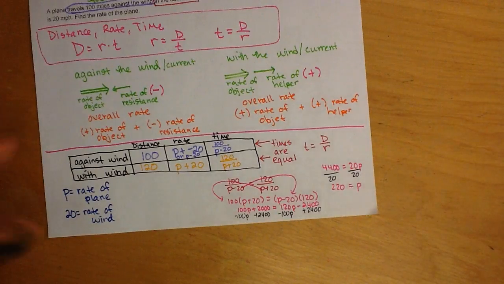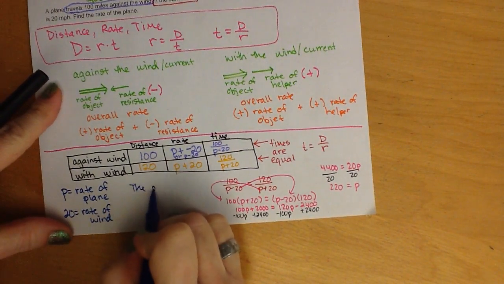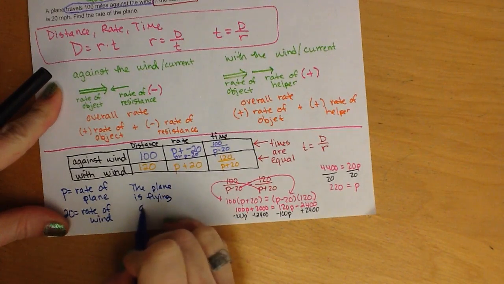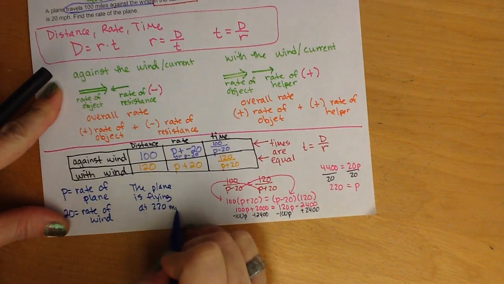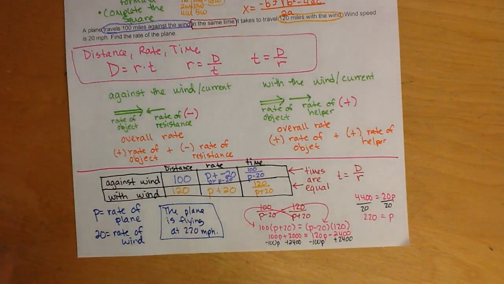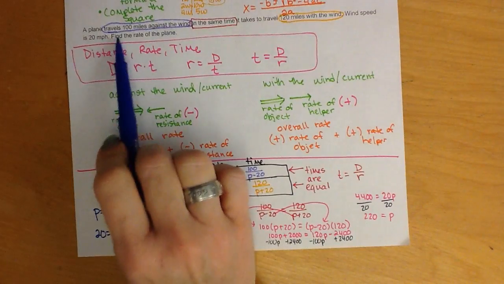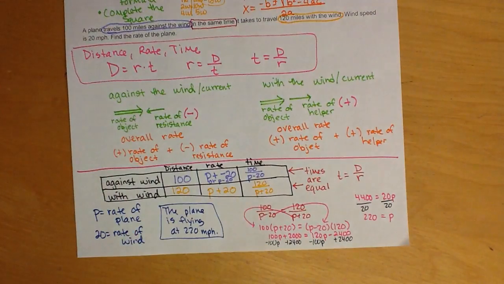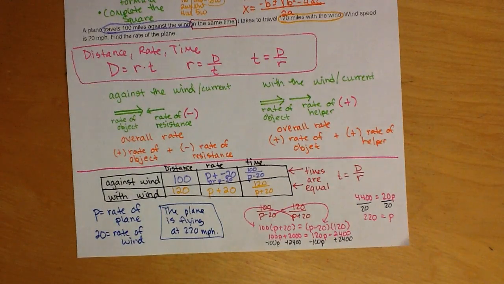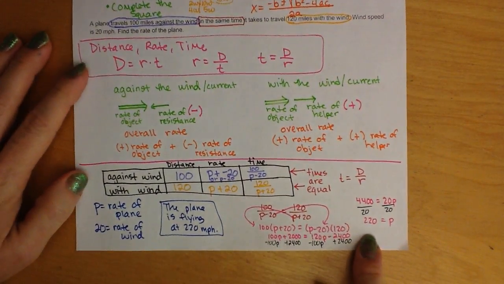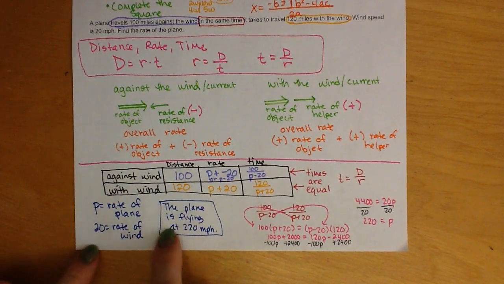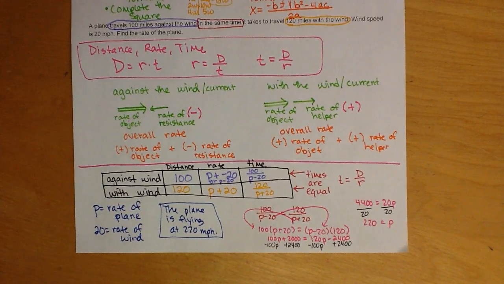So I can say the plane is flying at 220 miles per hour. Now sometimes they mess with you and say find the rate of the plane in still air, and that just means how fast is the plane going. You'll see that a lot of times with boats. The boat can go however much in still water. Don't let that throw you off. It just means the speed of the plane or the speed of the boat.